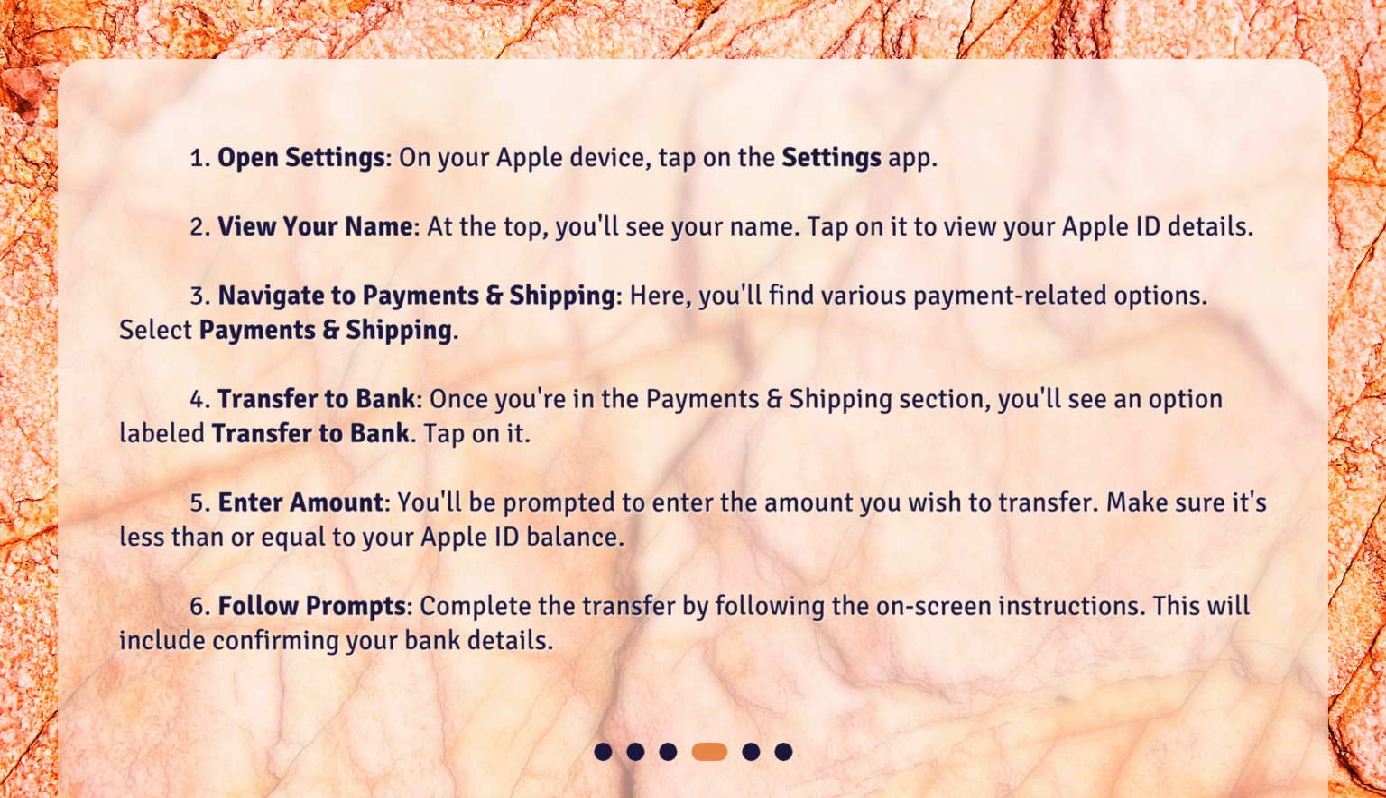4. Transfer to Bank. Once you're in the Payments and Shipping section, you'll see an option labeled Transfer to Bank. Tap on it. 5. Enter amount. You'll be prompted to enter the amount you wish to transfer. Make sure it's less than or equal to your Apple ID balance. 6. Follow prompts. Complete the transfer by following the on-screen instructions. This will include confirming your bank details.